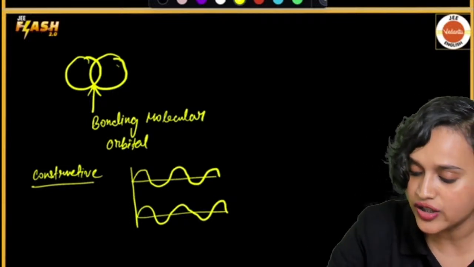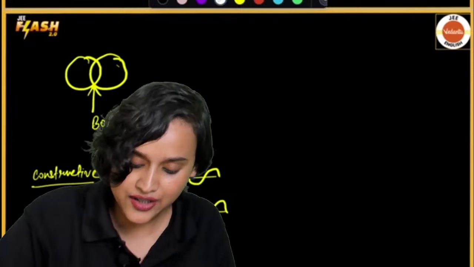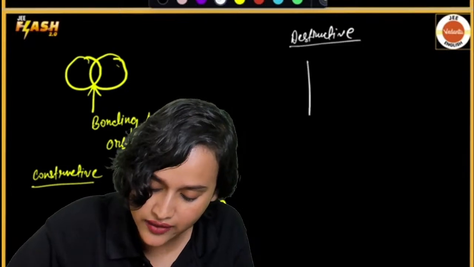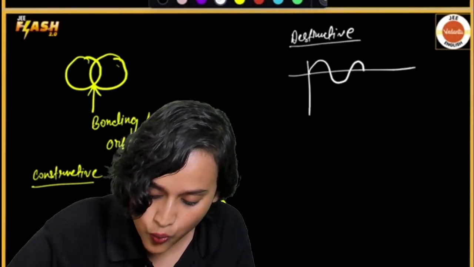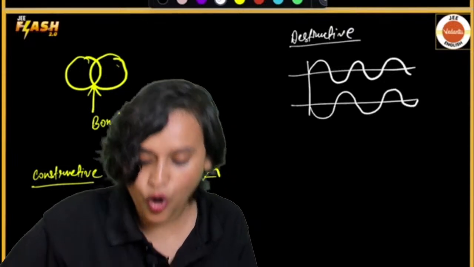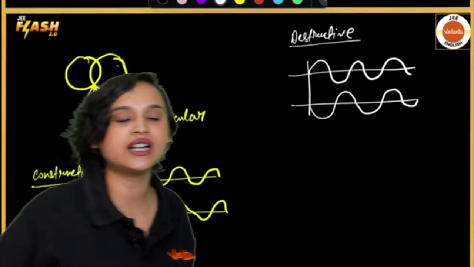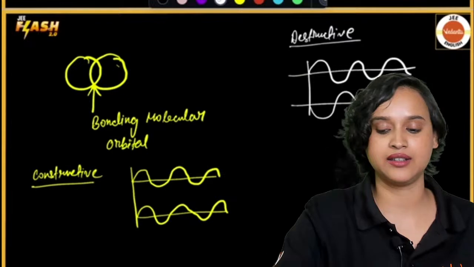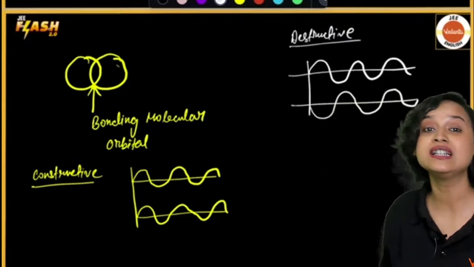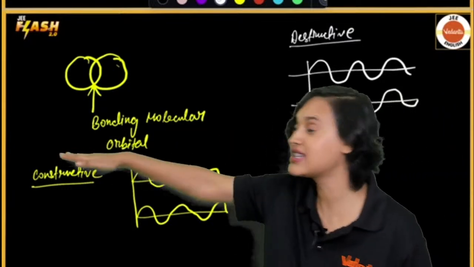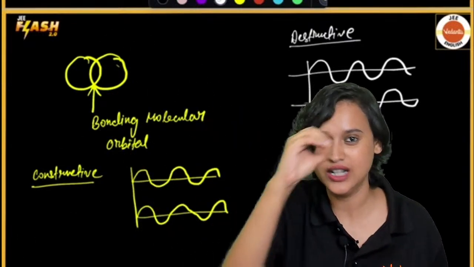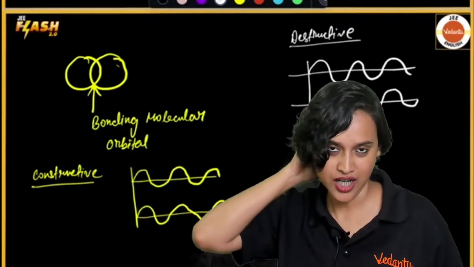But if it is destructive, then what will happen is, you will have 2 waves such as this. One will be, let's say, like this, and the other one will be like this. Now that they are opposite, they will cancel out each other, and we will be left with nothing. So this is basically the nodal surface. Remember in the p orbital I was telling you that if this is my nodal plane, my chance of finding an electron here is 0. Exactly. So that is your anti-bonding molecular orbital.